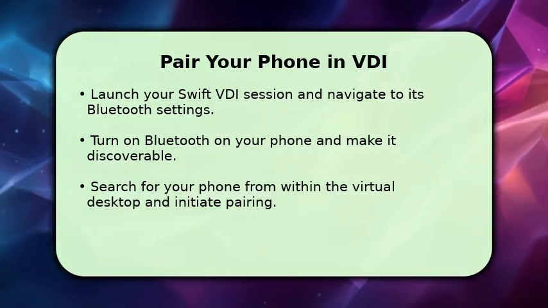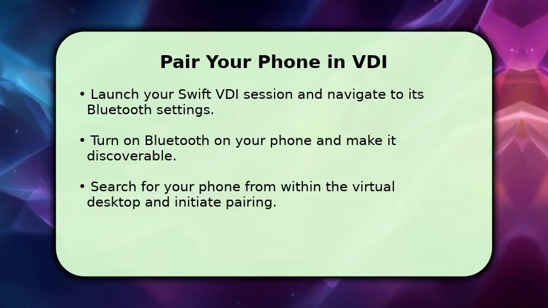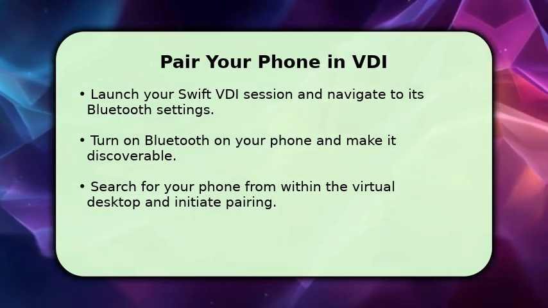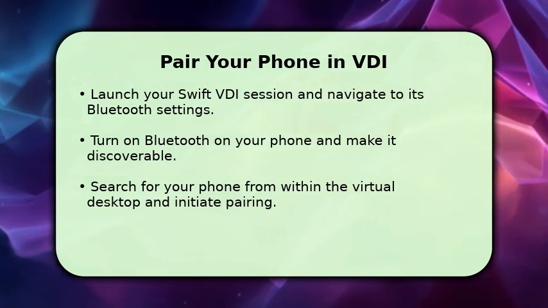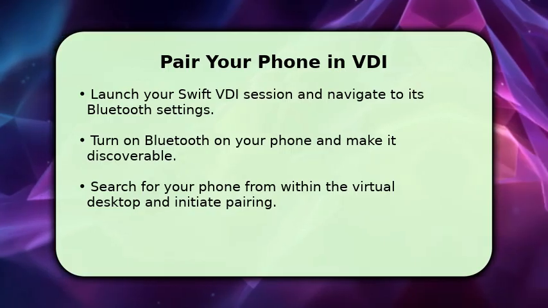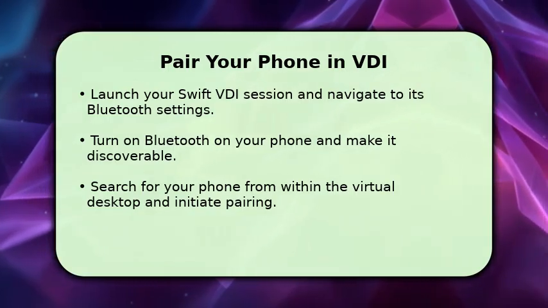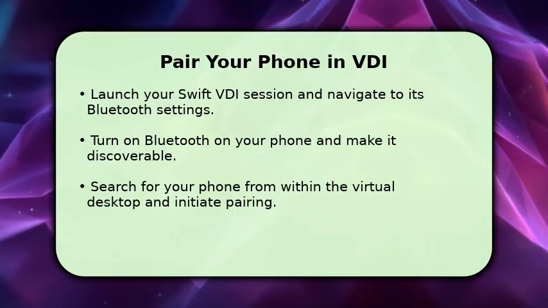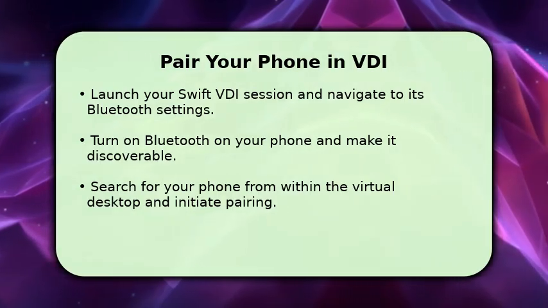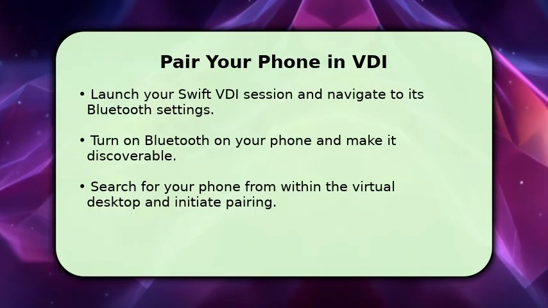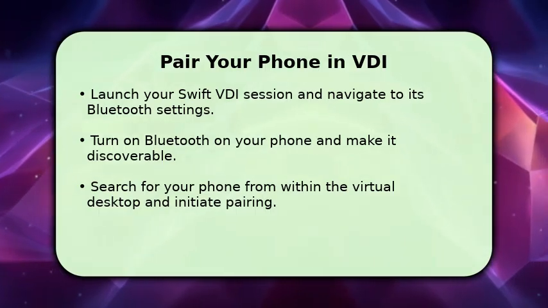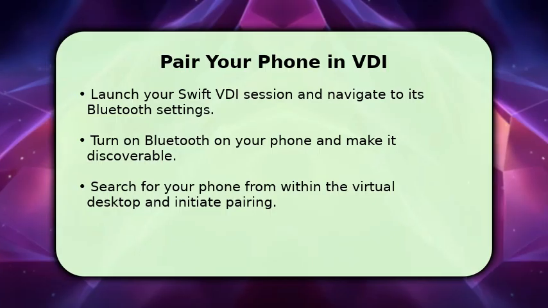Once inside your virtual desktop, open its operating system's Bluetooth settings, just as you would on a physical computer. Simultaneously, activate Bluetooth on your mobile phone and set it to discoverable mode. From your virtual desktop, search for nearby Bluetooth devices. When your phone appears in the list, select it and follow the on-screen prompts to complete the pairing process.